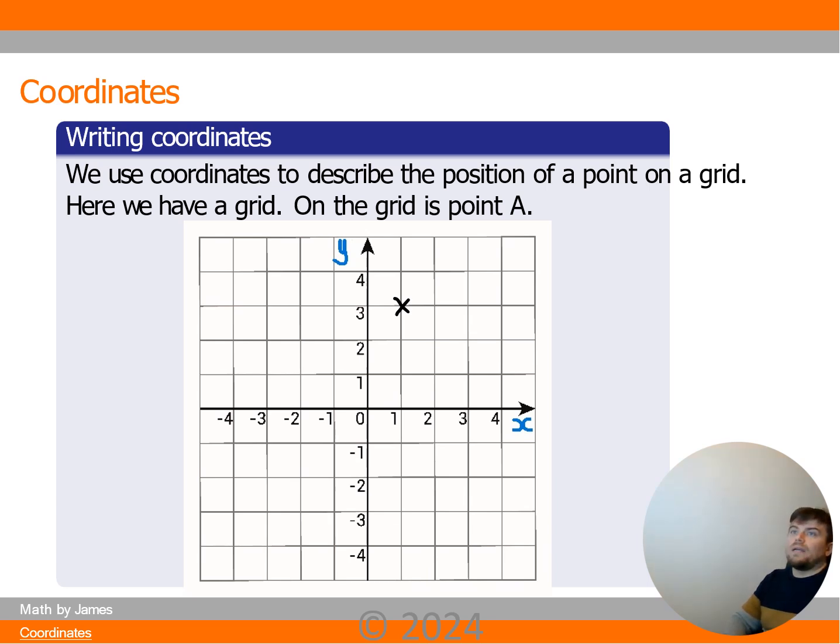So, writing coordinates, we use coordinates to describe the position of a point on a grid. Here we have point A. So for example, if we've got A on our grid, we describe it by a point. So we have an x-axis and a y-axis. We can say we go along our corridor, up the stairs, and this makes it 1, 3, because we've got 1 along, 3 up.